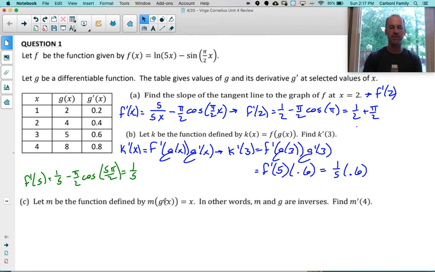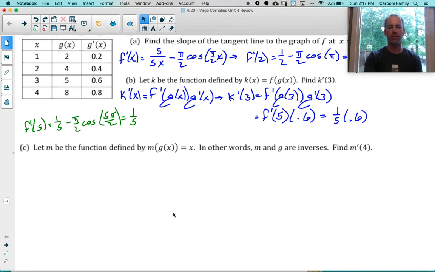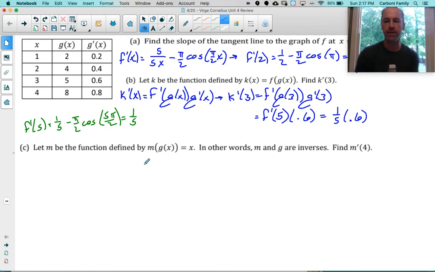And then question C brings in probably one of the most anxiety-inducing types of derivatives. It's an inverse derivative. You are told that m of g of x is equal to x, and that alone should tell you that they are inverses. That's your algebra definition of inverses, if the composition of them returns x. But they give you a nice little hint. In other words, m and g are inverses, and they want you to find m prime of 4.